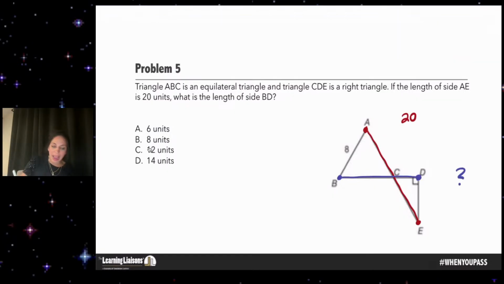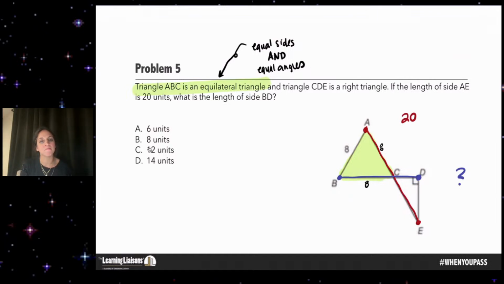They said that ABC is equilateral. That vocabulary word is important. Equilateral means equal sides and equal angles. So that means if ABC is an equilateral triangle, then AC is 8 and BC is 8.